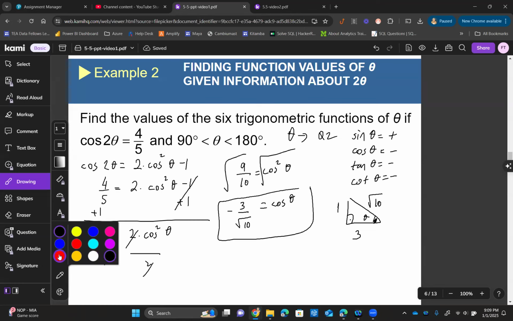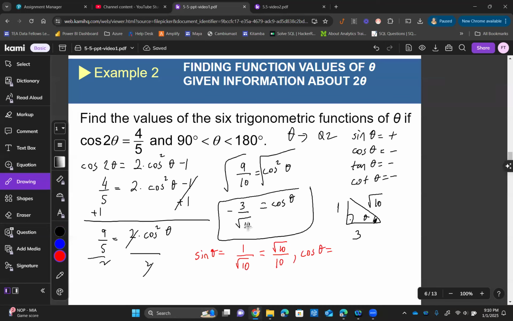So now I'm ready to list all the trigonometric functions for theta. Sine of theta is opposite over hypotenuse, so it's 1 over radical 10. Sine must be a positive number. We want to rationalize the denominator, so when we multiply top and bottom by root 10, this becomes the sine of theta. Cosine of theta, we figured it out here, but we want to rationalize the denominator by multiplying the top and bottom by root 10. So it's going to be negative 3 root 10 over 10.